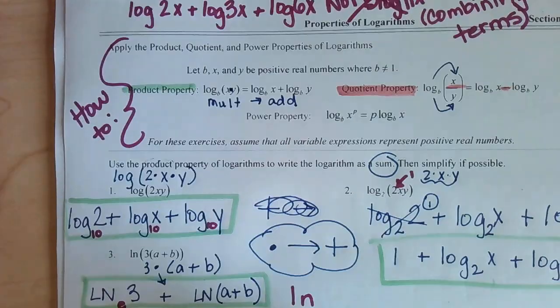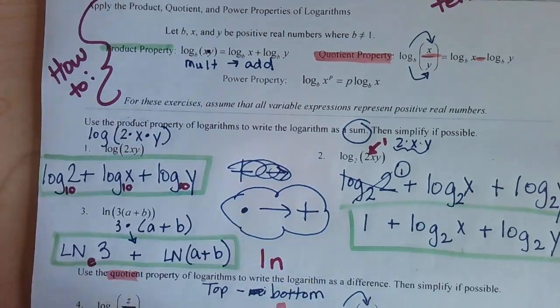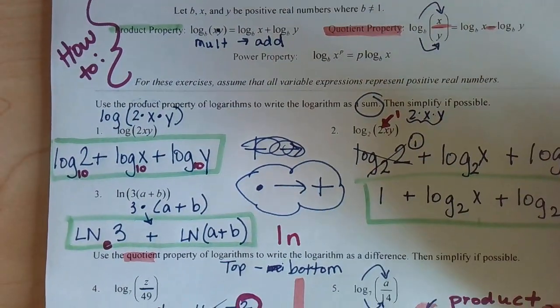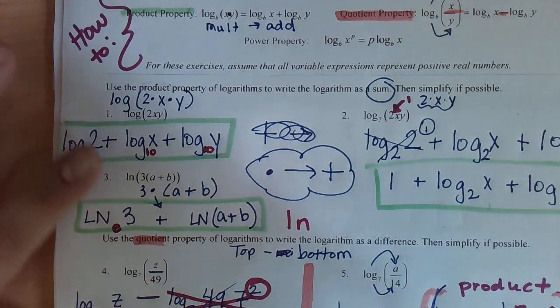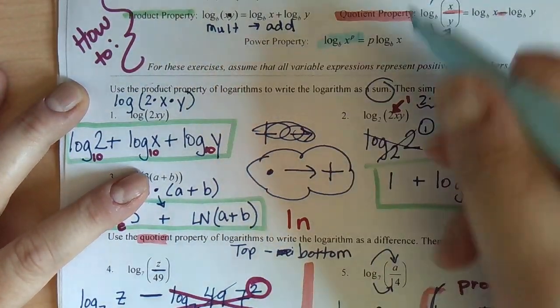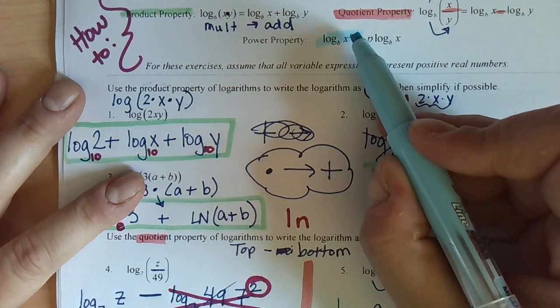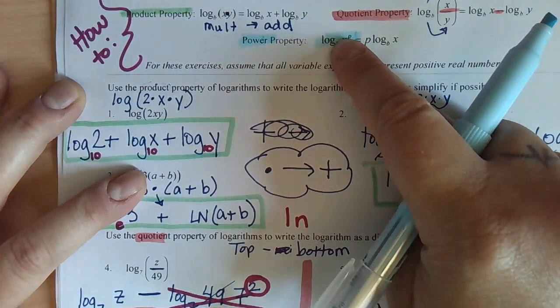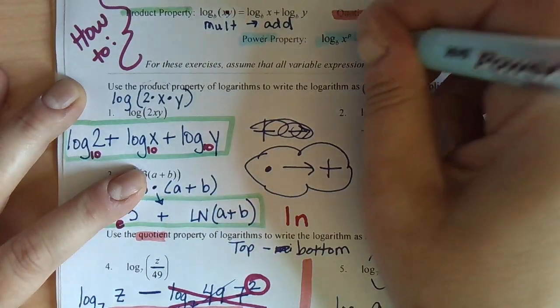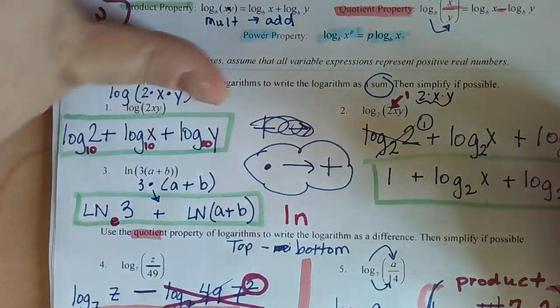All right, so there are 2 rules. We have one last rule, or one last property. The last property says that if you have an exponent, like up in the air, or a power, you bring it down in front. That's the best rule ever.